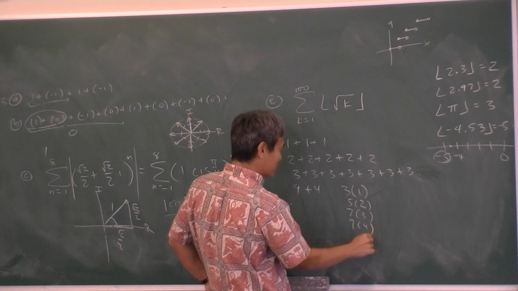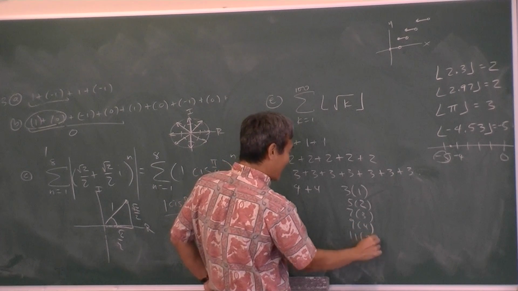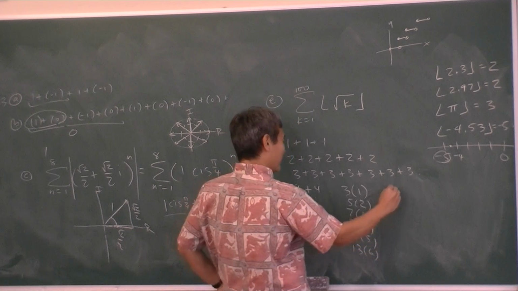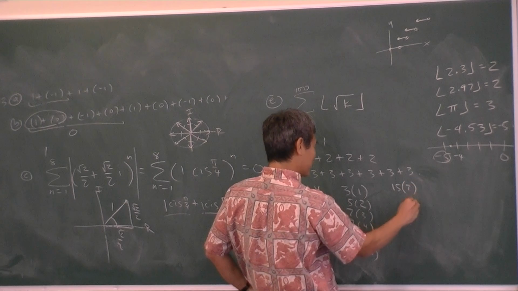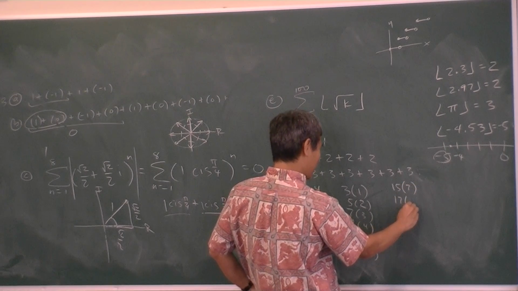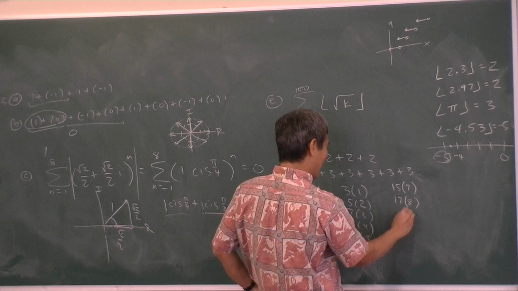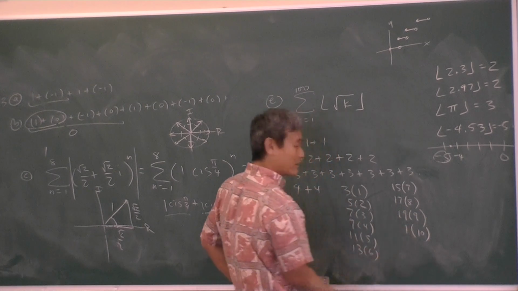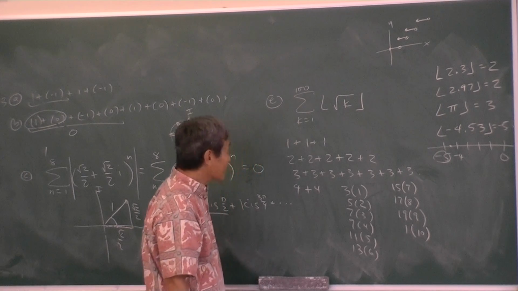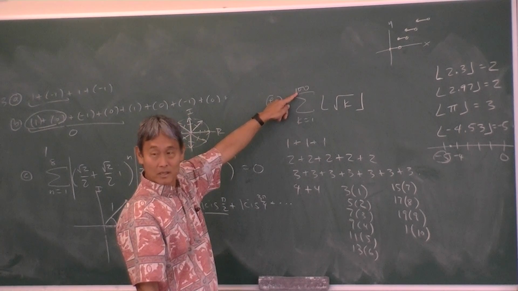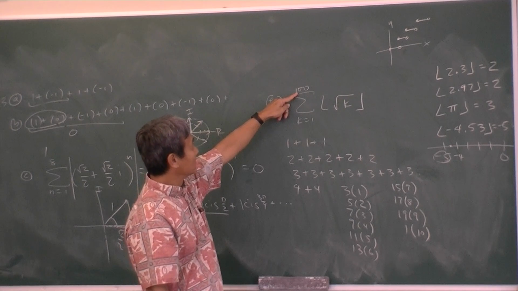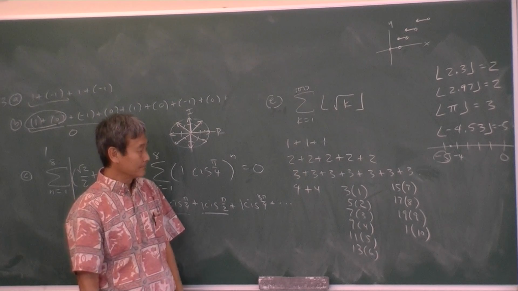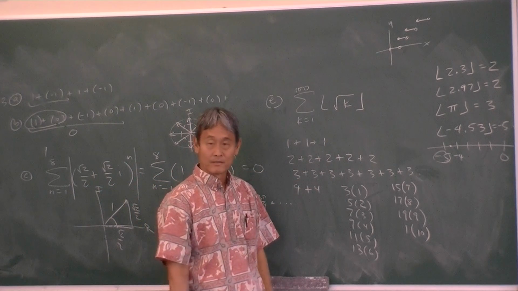9 4s, 11 5s, 13 6s, 15 7s, 17 8s, 19 9s, and how many 10s? Yeah, there's only 1 10. Because you stop at 100. Once you plug in 100, you stop. And then you just add them. You guys can add them up, right?